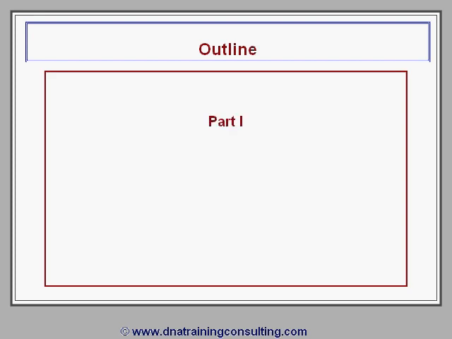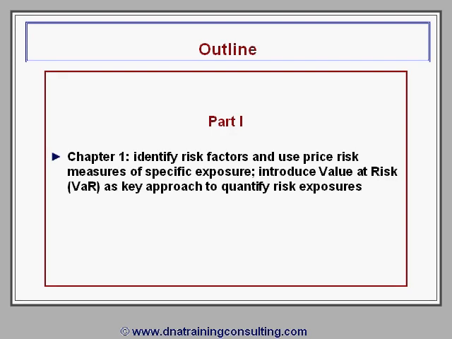In part 1, Chapter 1 teaches you to identify risk factors and use price risk measures relating to a specific exposure, then introduces value at risk as a key approach to quantify risk exposures, focusing on spot positions for the time being.